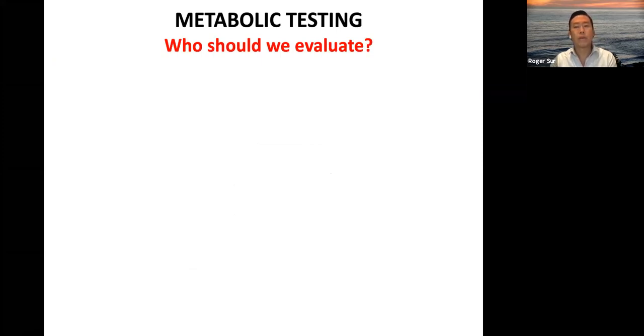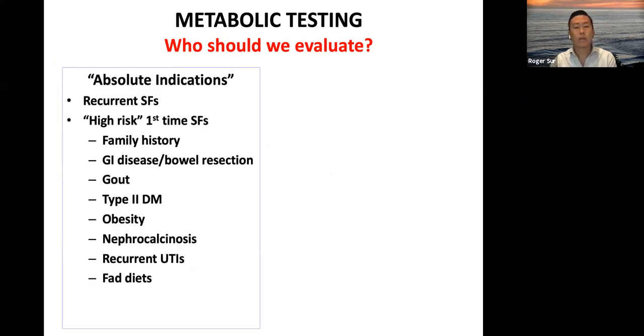So after you've done the evaluation, how do you determine whether someone should get a comprehensive test or not? Some general guidelines: we definitely want to do a 24-hour urine test on these people if they've had multiple stones, recurrent stone formers. So they've had more than one, they've already had one stone, now they're having their second stone. That's an indication. Or if this is their first stone and there are some risk factors present.